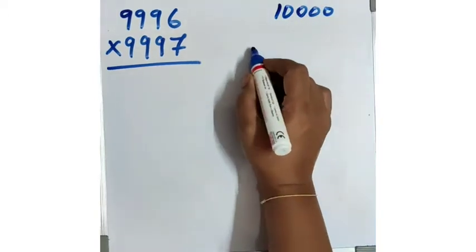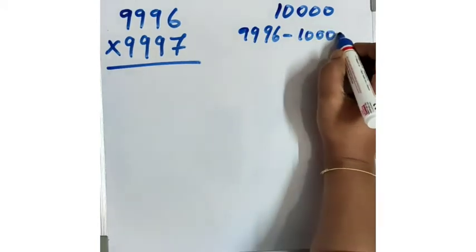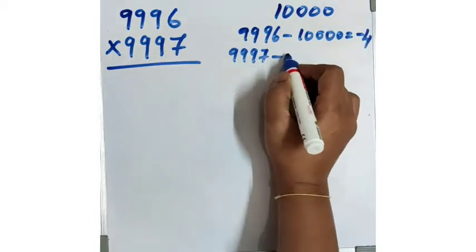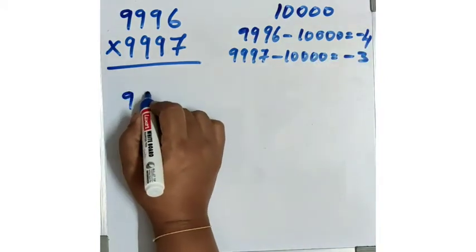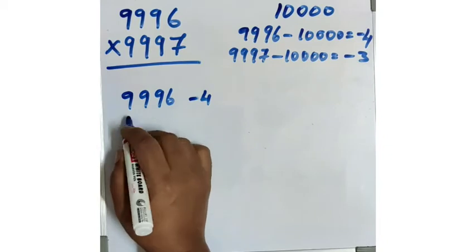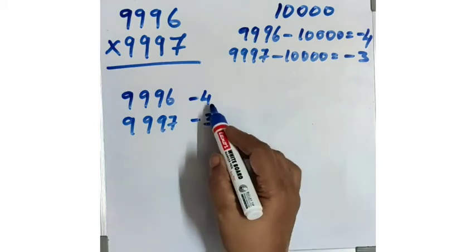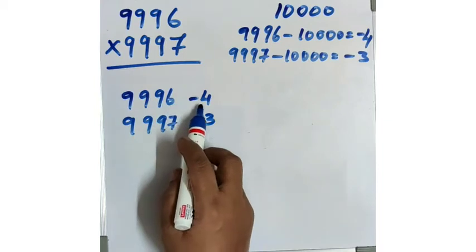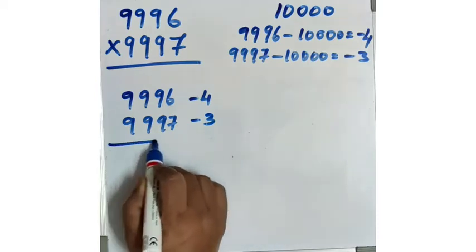The base is 10,000. So 9996 minus 10,000 is equal to minus 4, and 9997 minus 10,000 is equal to minus 3. So write down 9996 minus 4 and 9997 minus 3. What is the meaning of minus 4 and minus 3 here? This 9996 is 4 units away from the base, and 9997 is 3 units away from the base.